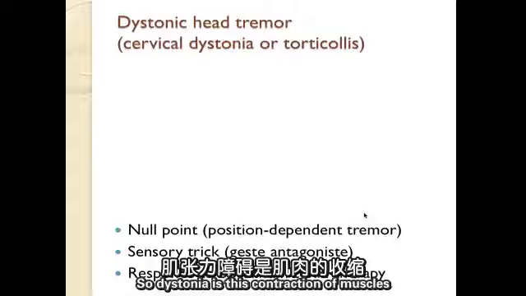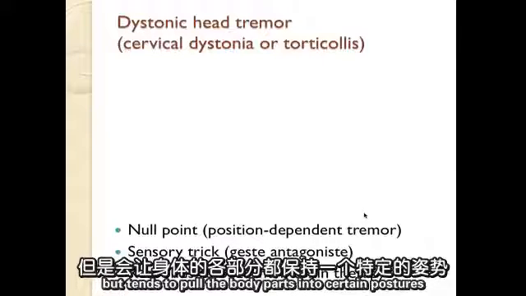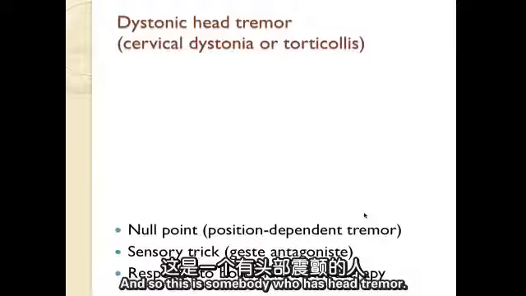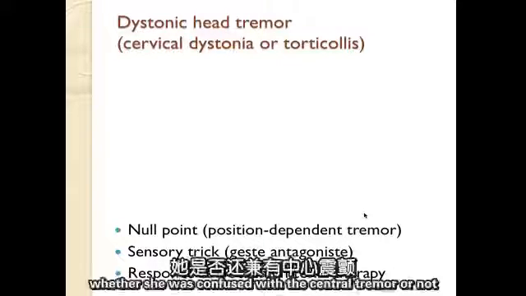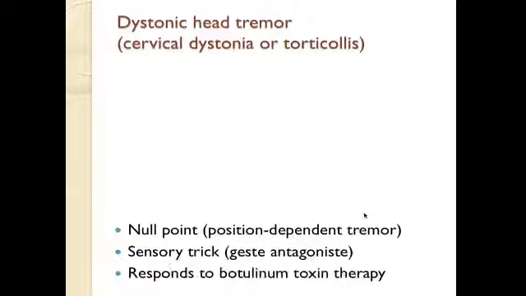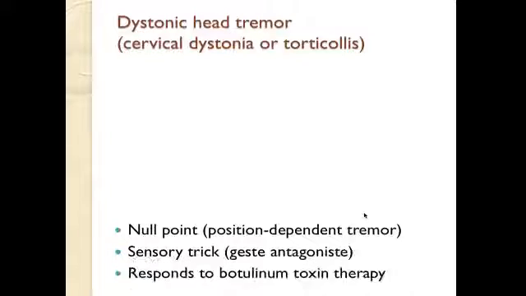So dystonia is this contraction of muscles that's involuntary, but it tends to pull the body parts into certain postures. And so this is somebody who has head tremor. And I don't remember, actually, whether she was confused with essential tremor or not, but that's a pretty frequent question being asked. Is it essential tremor or dystonic tremor?